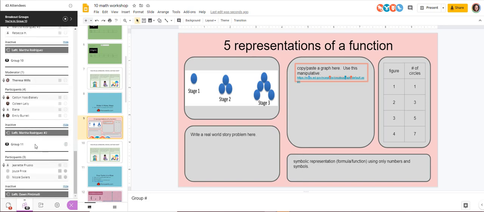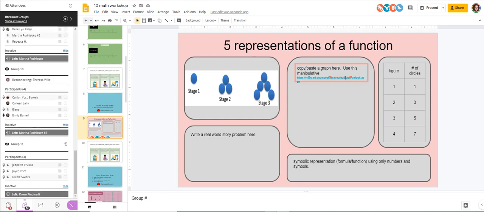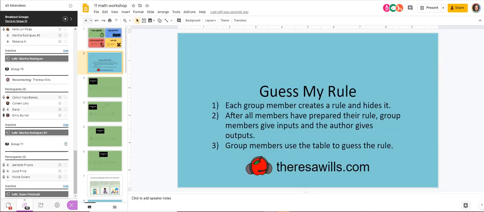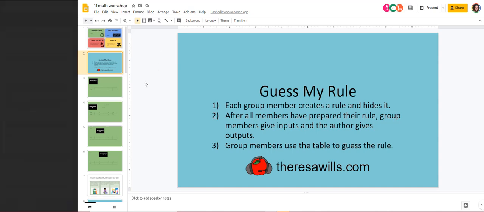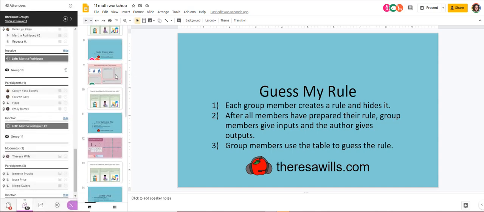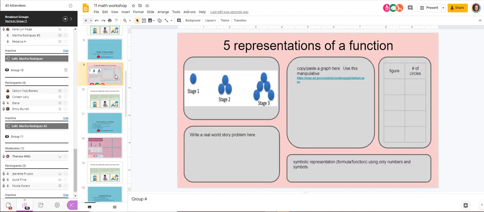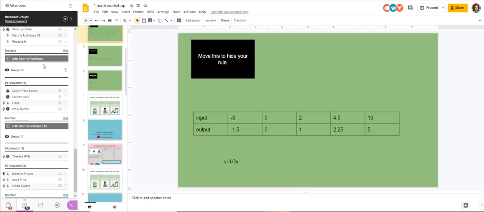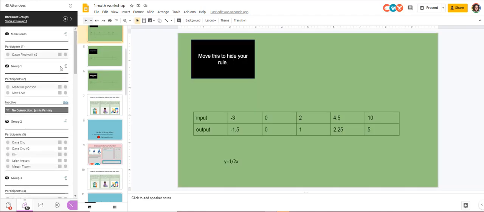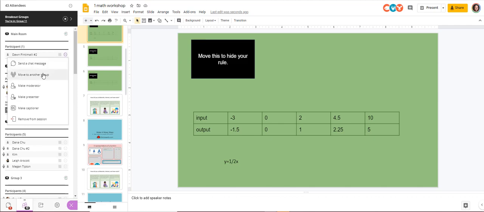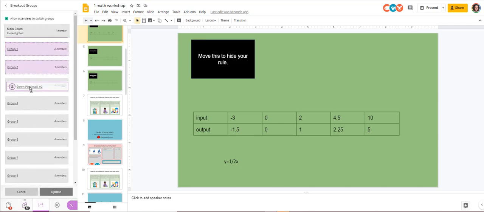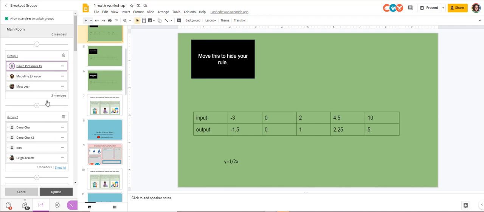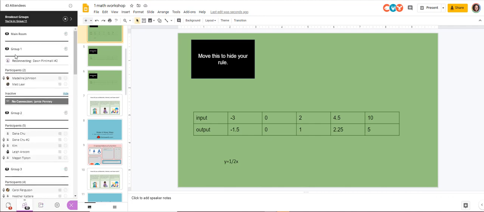So what are you guys thinking? Do you think that we want the line to complete all 5 sections? Okay, I'm going to turn the timer on for 5 minutes. All right, that's all we get. So I'll do the writing if we want. Copy and paste the graph here. Use this manipulative. Okay, so stage 1, stage 2, 5 representations of a function. I would personally go to the table first.